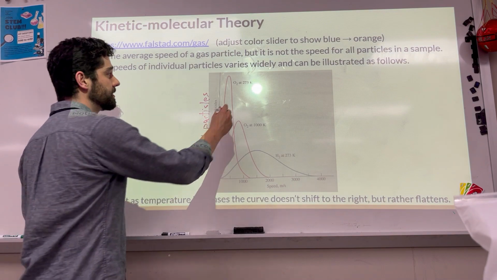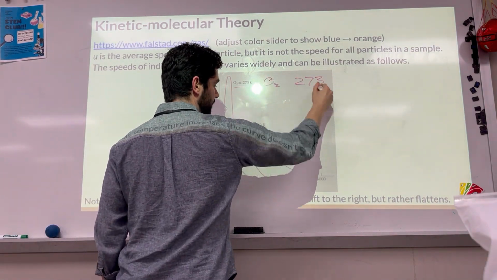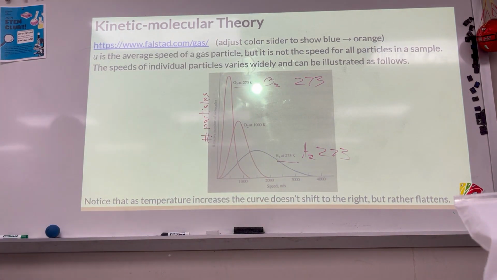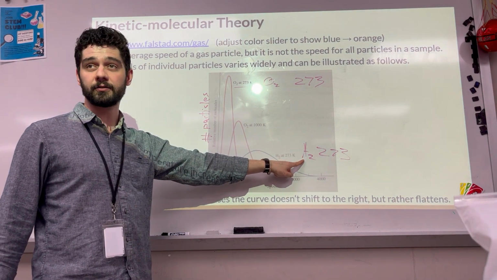Okay, so now let's compare this one and this one. This is O2 at 273. This is H2 at 273. Same temperature, different type of gas. What about those gases is different besides the type? O2 is big. It's heavier, yeah. So it is bigger, but it's also heavier. These are heavy particles. These are very lightweight particles.